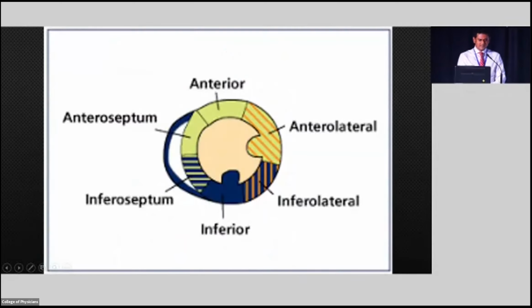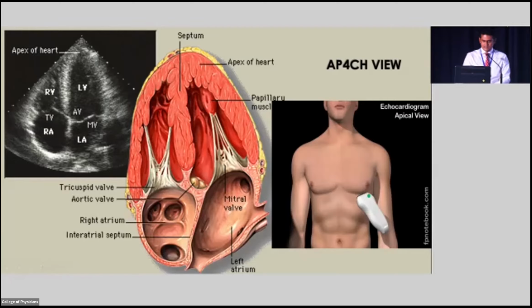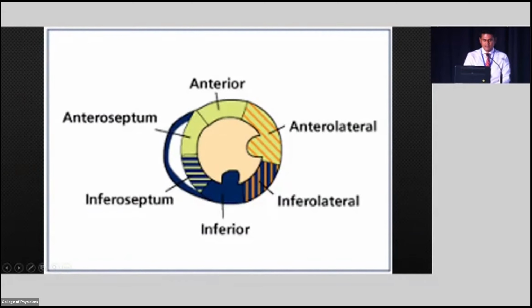So this is sort of a regional presentation of the parasternal short axis view. Again, this is mainly for the cardiologist, where they divide the LV into anterior, inferior, then anterolateral, inferolateral. If you have the septum, you have the anteroseptum or inferoseptum. So this is how they go by the regional wall motion abnormalities. Again, you see this at the papillary muscle level.